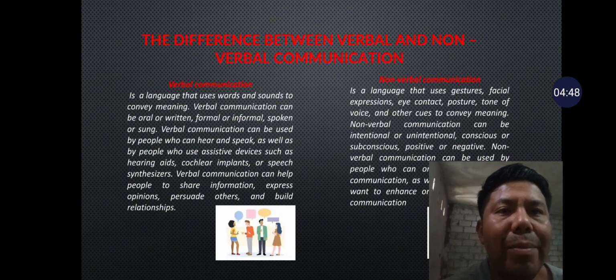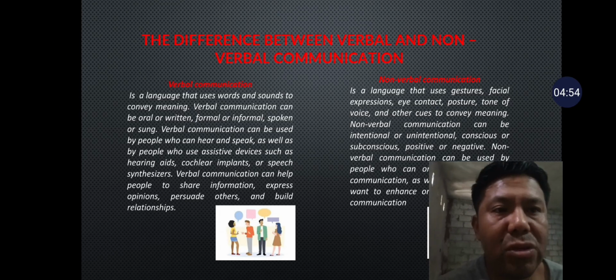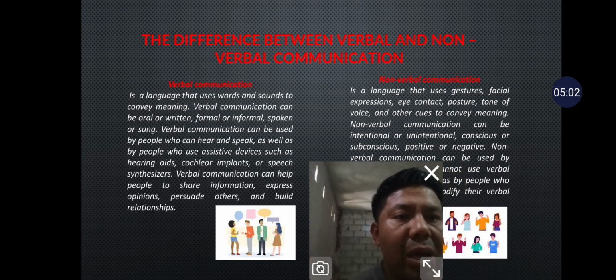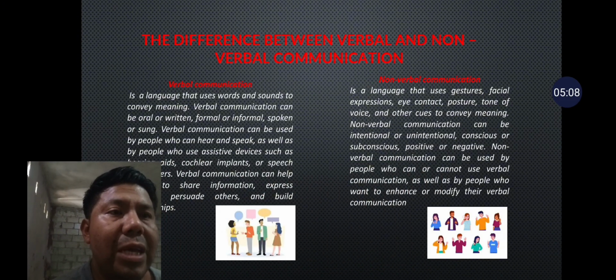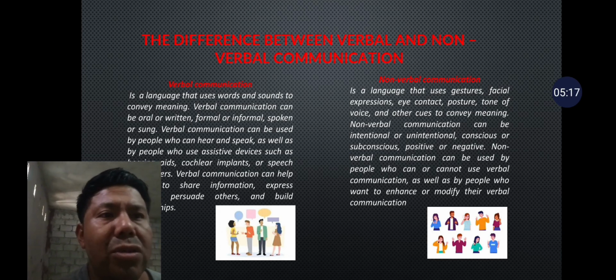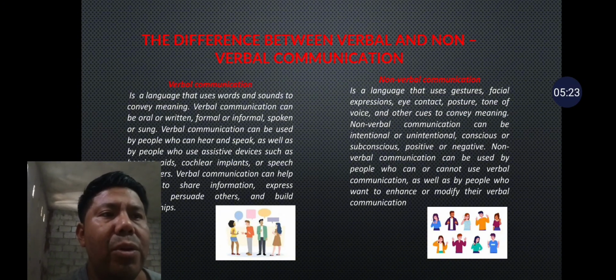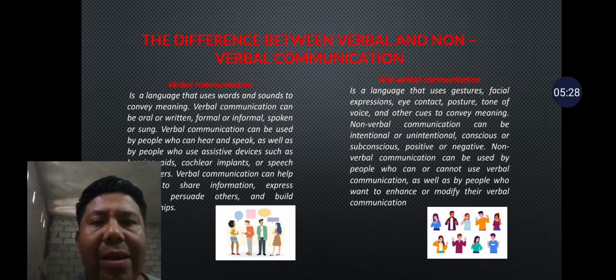In other words, verbal communication is all the communication a normal person has the ability to express. On the other hand, we have non-verbal communication. This includes gestures, facial expressions, eye contact, posture, tone of voice, and other cues to convey meaning. Non-verbal communication can be intentional or unintentional, conscious or unconscious, positive or negative. Non-verbal communication can be used by people who can or cannot use verbal communication, as well as by people who want to enhance or modify their verbal communication.